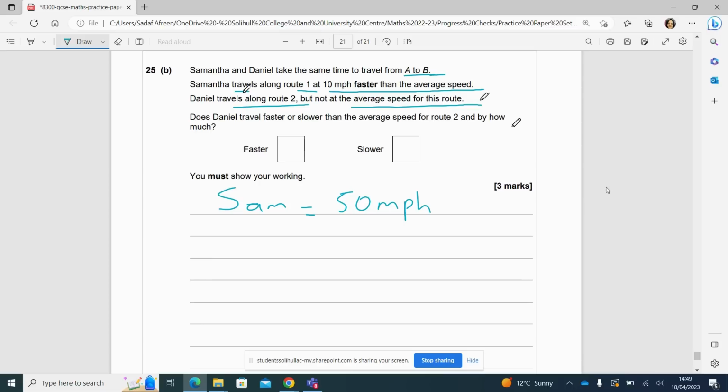Now you need to work out how much time it takes Samantha to travel along route 1. So we need to again calculate the time, which is distance divided by speed. Now the distance for route 1 is the same, which is 30, and then you divide it by Samantha's speed, which is 50. If you simplify the fraction by dividing both numbers by 10, that gives you 3/5, multiply by the number of minutes in 1 hour, which is 60. 60 divided by 5 is 12. 12 times 3 is 36 minutes. So if she traveled at 50 miles per hour, she completed the journey in 36 minutes.